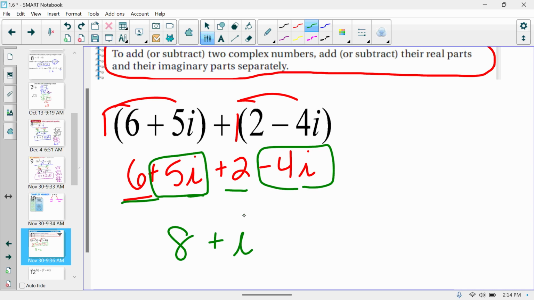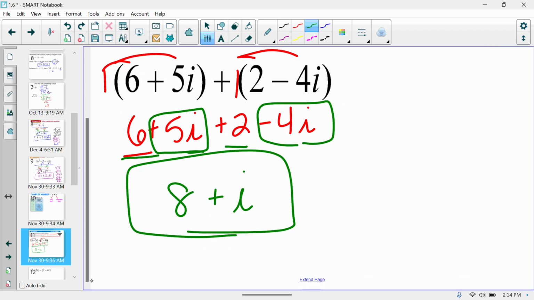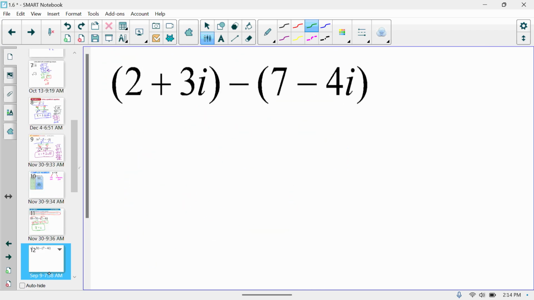We don't really need to write the 1, though, right? If we just write i, it means 1i. Just like when we write x, it means 1x. So that's our answer for the first one. That's how you add complex numbers, okay? Just add the real parts, add the imaginary parts. Let's look at subtraction. Go ahead and copy this down.